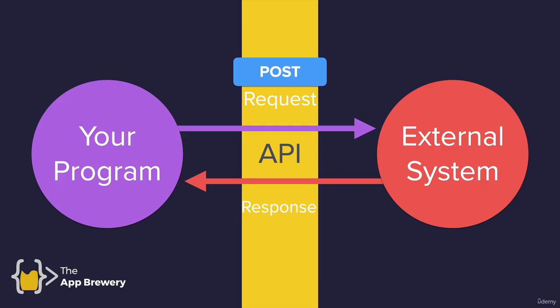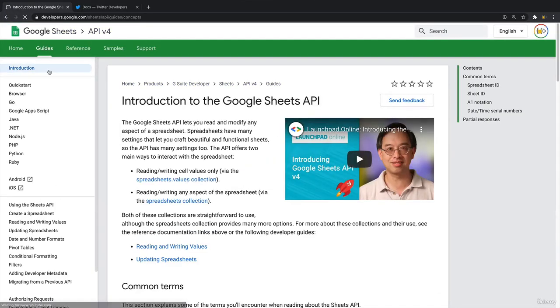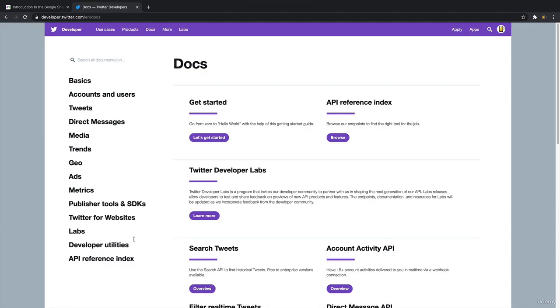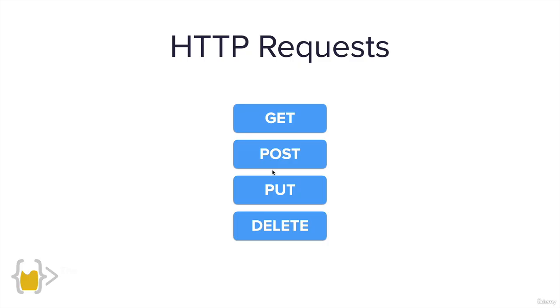For example, if you wanted to save a piece of data in Google Sheets, then you might use the Google Sheets API to post your data into your Google Sheet. Or maybe you want to use the Twitter API to post a tweet. Then your program is going to send your tweet through a post request to the Twitter API. So that's how GET and POST work.